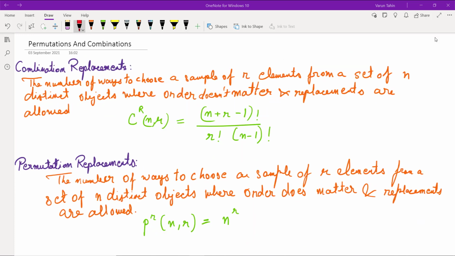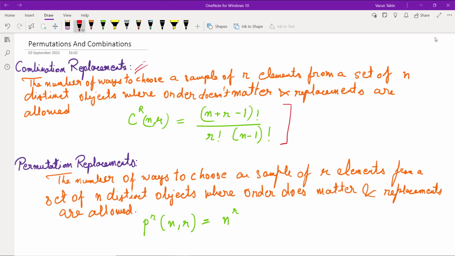Now we are left with two other scenarios where we choose a sample of r elements from a set of n elements, and the question says that order does not matter but replacements are allowed. So in that case this equation will be used, which is n plus r minus 1 factorial divided by r factorial into n minus 1 factorial. So this is just a simple modification to combination with replacements.